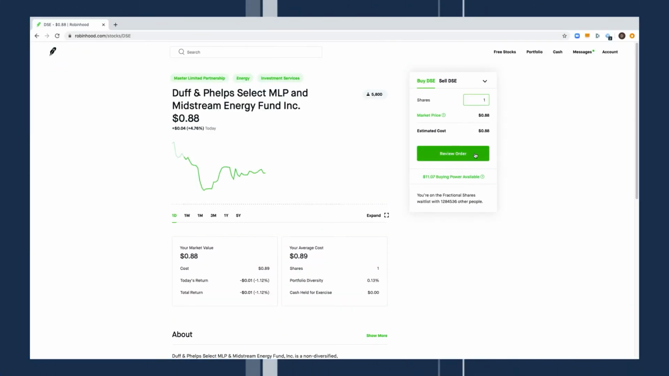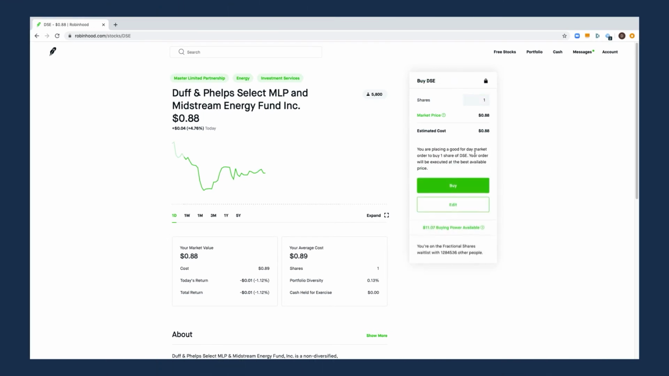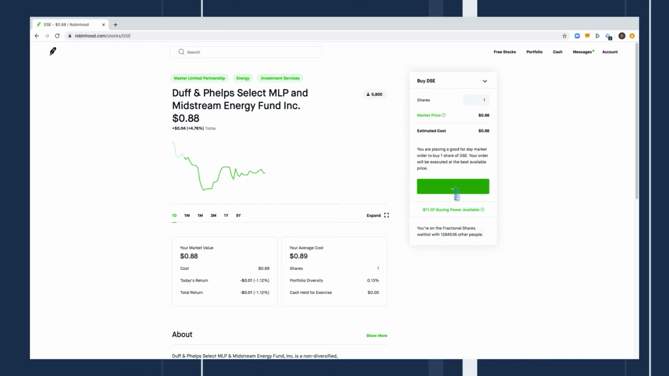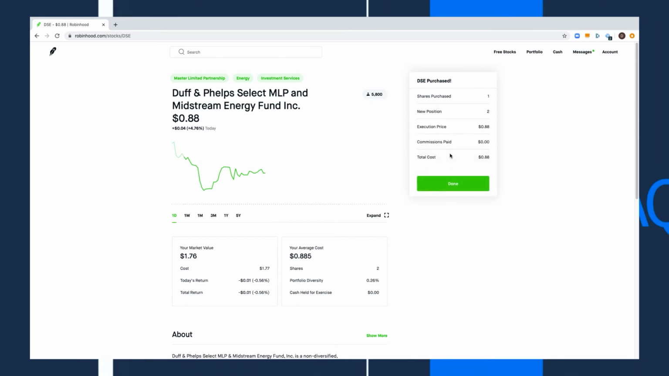Once you find the stock you want to buy on Robinhood, enter how many shares you'd like to purchase and click Buy. And when you're ready to sell, go to that stock's page and click Sell.